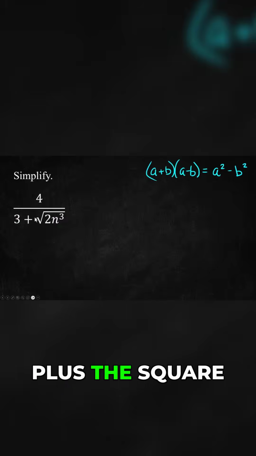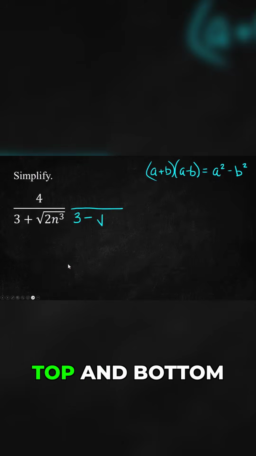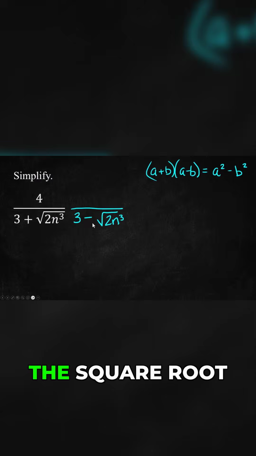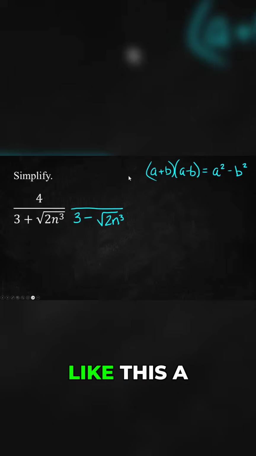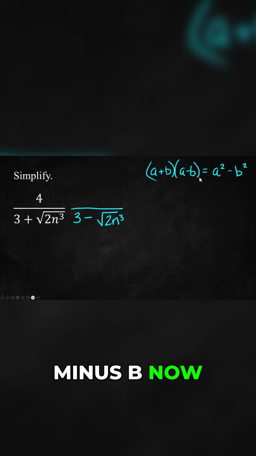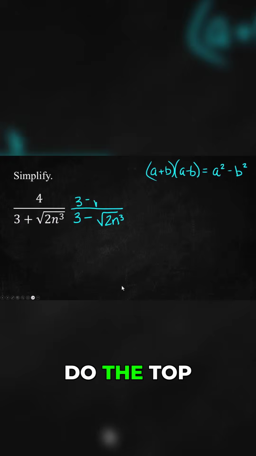So this is 3 plus the square root of 2n³. Let's take the top and the bottom times 3 minus the square root of 2n³, which is like this (a + b)(a - b) thing. Now whatever you do to the bottom, you have to do to the top.